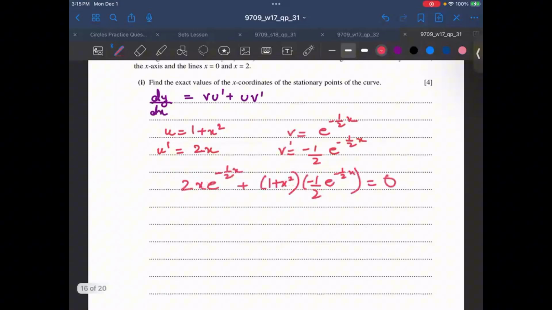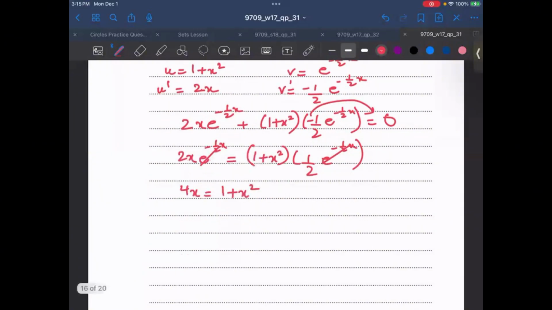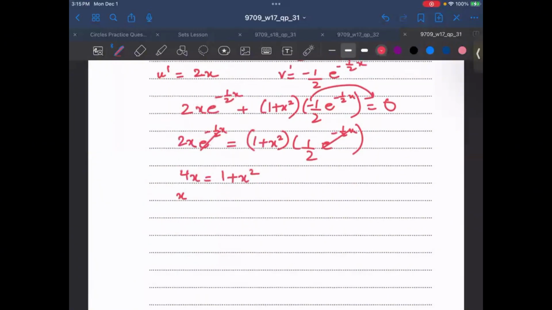Now solving this equation, we'll write 2x e to the power minus half x is equal to, this is negative, so this will come on the right hand side and become positive. So this will become 1 plus x squared into 1 upon 2 e to the power minus half x. E to the power half x and e to the power negative half x will cancel out. We'll cross multiply 2, so we'll get 4x equals 1 plus x squared, and we'll get our equation x squared minus 4x plus 1 equals 0.